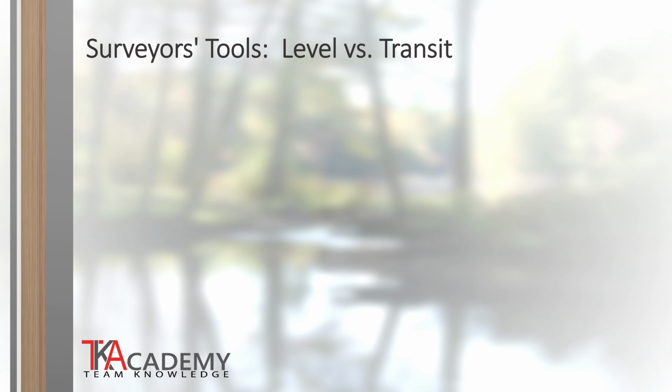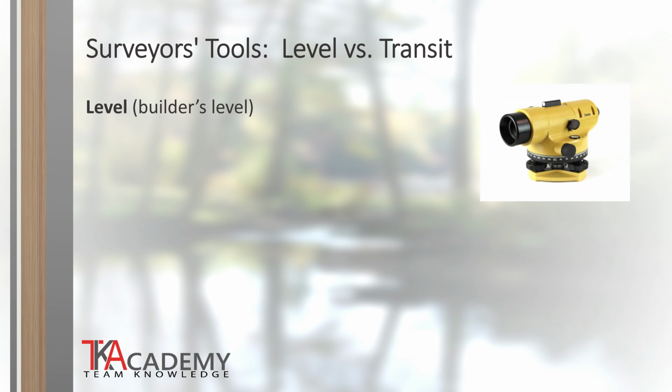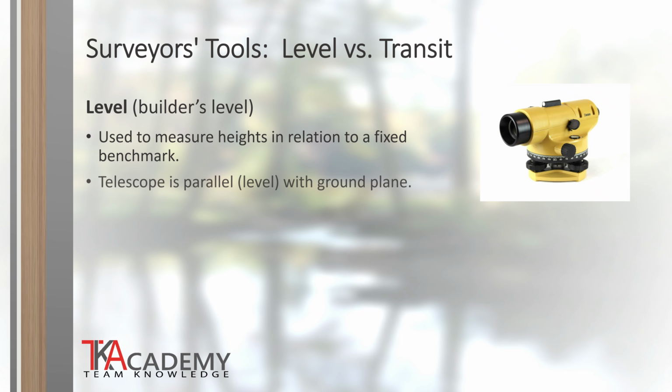Common tools that you will see professional land surveyors use are levels and transits. These are very similar but not quite the same. A level, which is also referred to as a builder's level, is used to measure heights in relation to a fixed point known as a benchmark. A builder's level serves the same purpose as a carpenter's level, a hand tool which is used to determine if flat surfaces are level or parallel to the ground plane. The builder's level has the same function, except that it can do so over a much larger area.